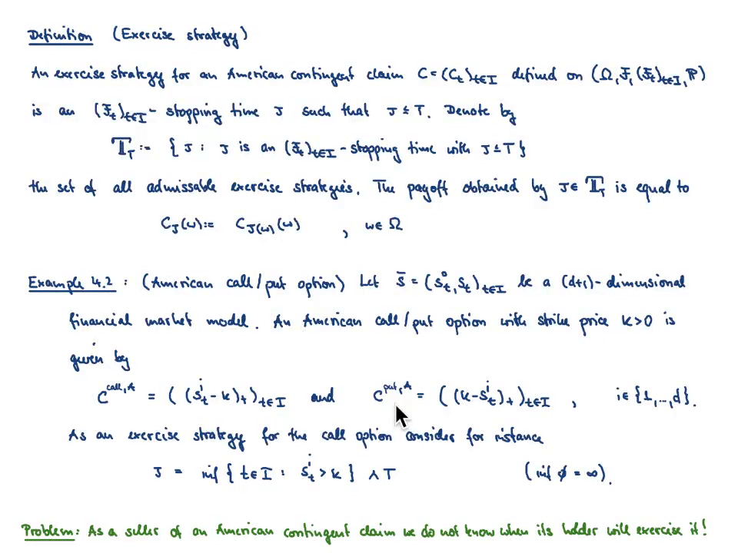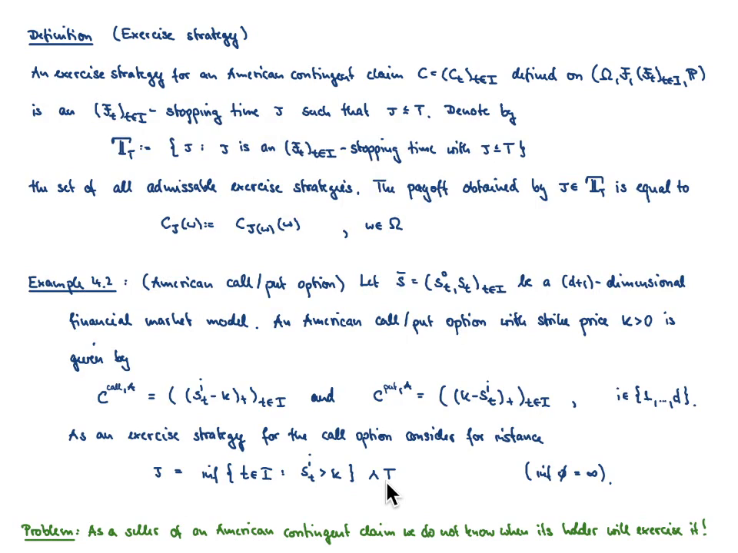And here's an example of an exercise, a random exercise strategy for the American call option. Namely, what might be a good strategy? Well, I simply should wait until the price of the risky security goes above the value given by our strike price. Because then I obtain a positive payoff for sure, provided the exercise time, so this random time point, occurs up to time capital T.